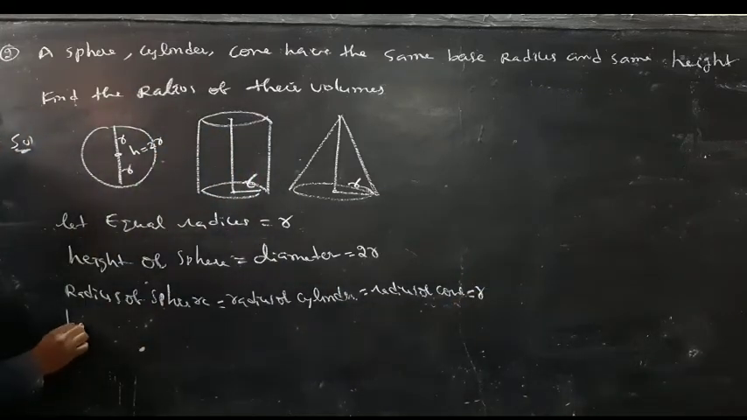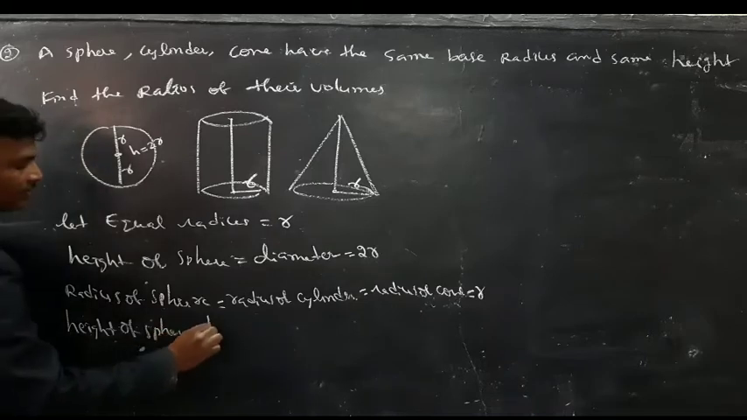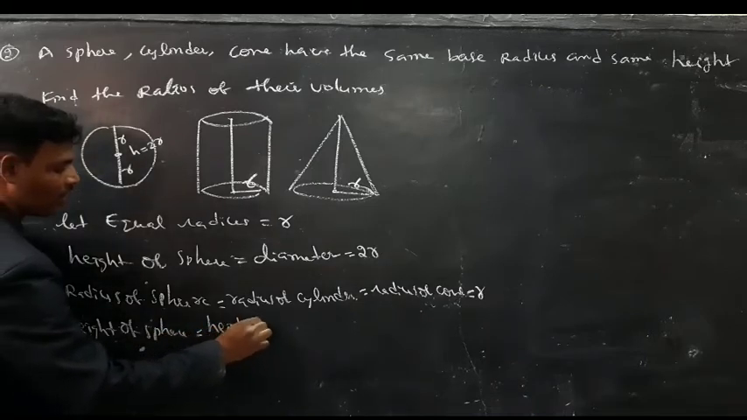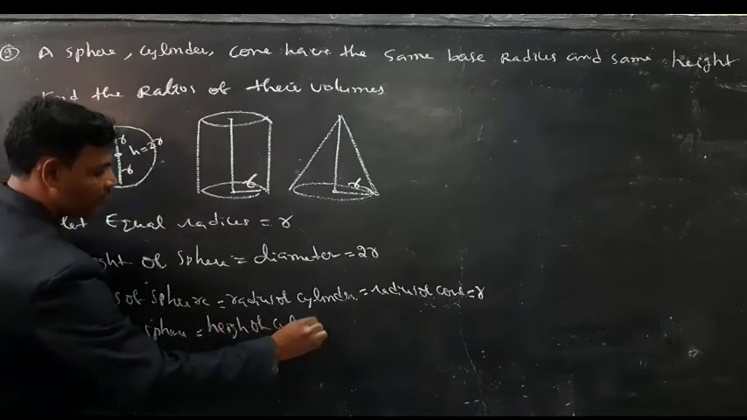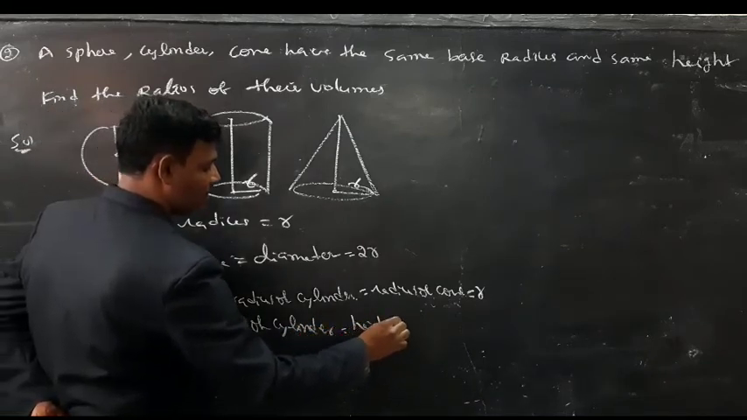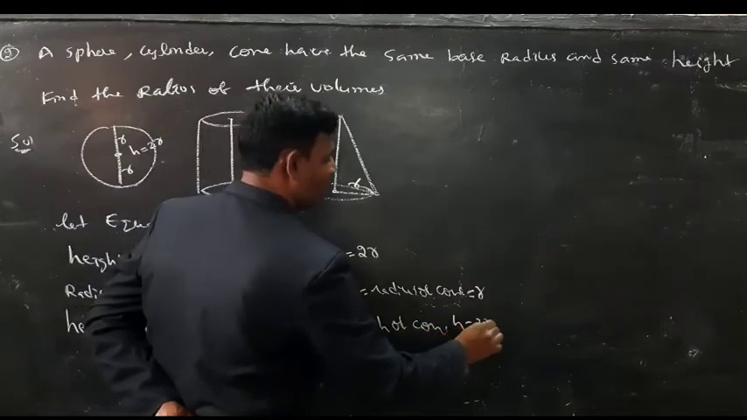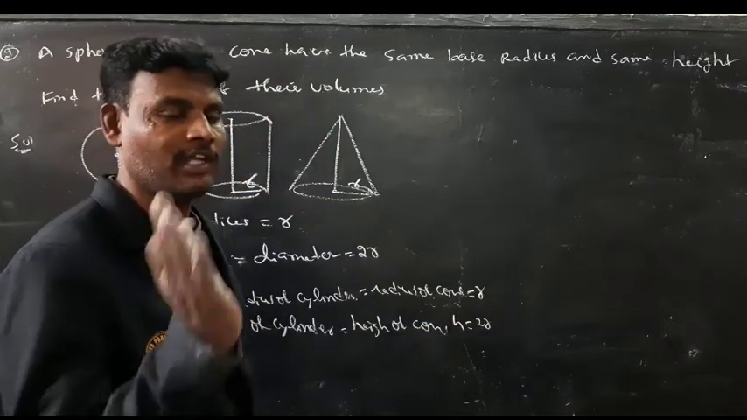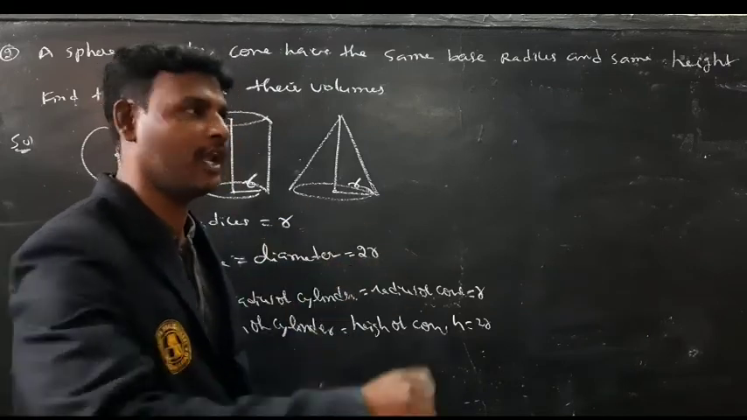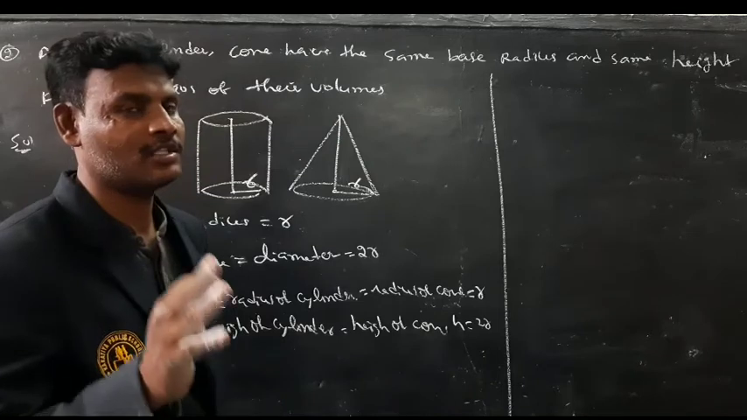And height of sphere is equal to height of cylinder is equal to height of cone. H is equal to 2R. Why? Because they have equal radius and also equal height. Now what do I need here? I need the ratios of their values.